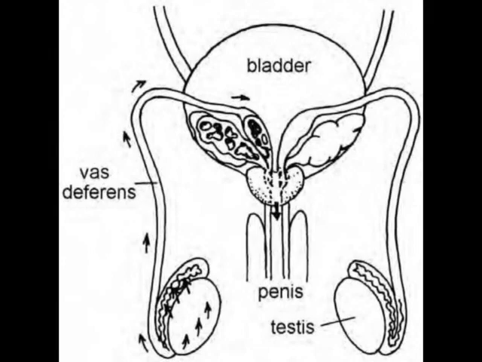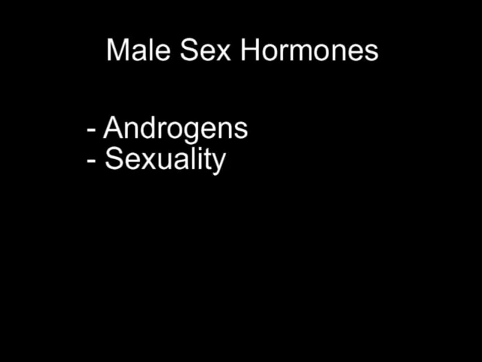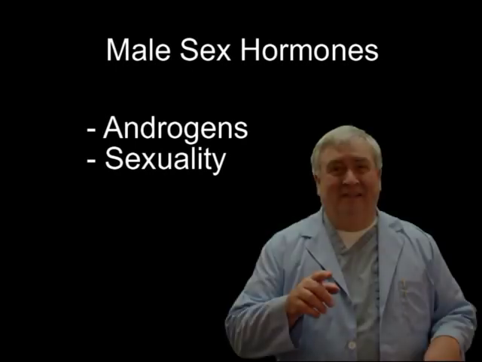In the male, certain cells of the testes produce the male sex hormones known as androgens, for example, testosterone. Androgens are concerned with male sexuality.